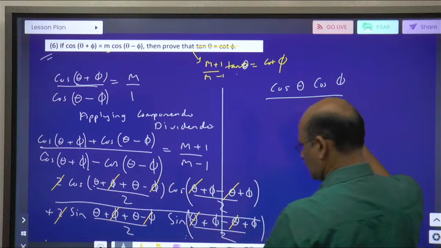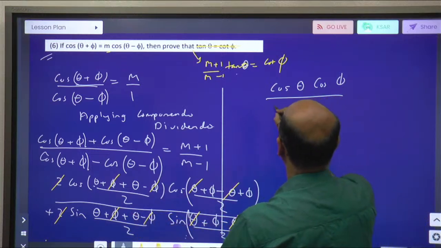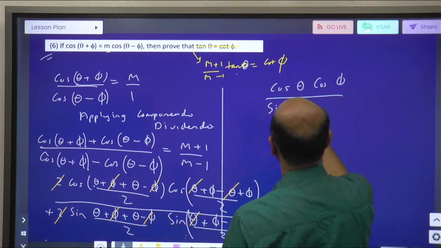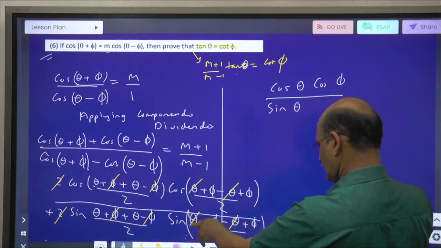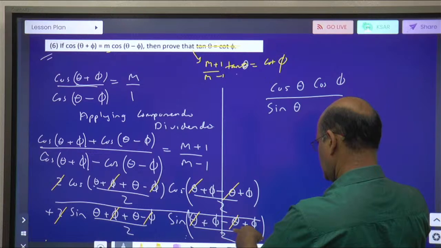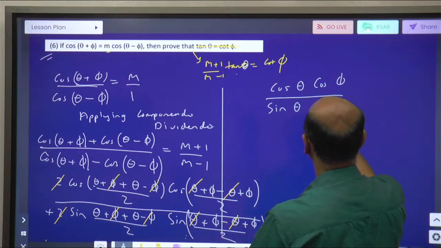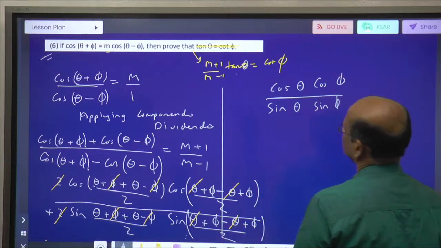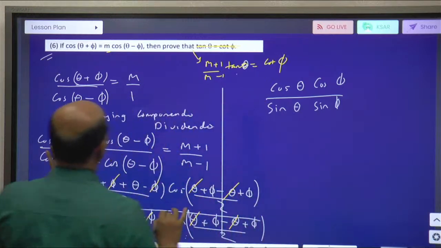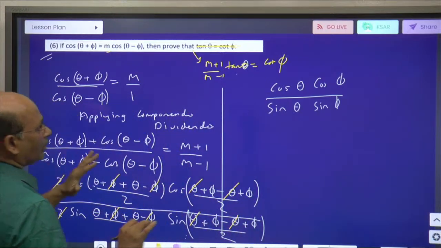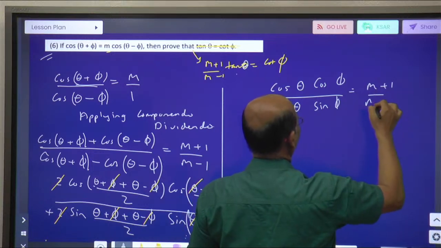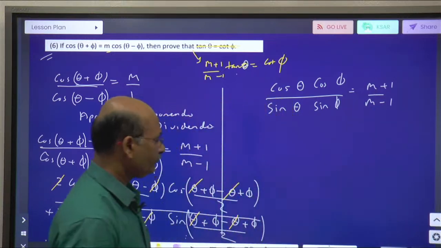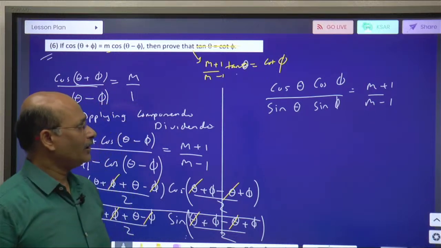So cos theta cos psi, this is sine 2 theta by 2 sine theta, and here this will become sine psi. Now wait, okay, which is equal to m plus 1 upon m minus 1. So I think my job is over.